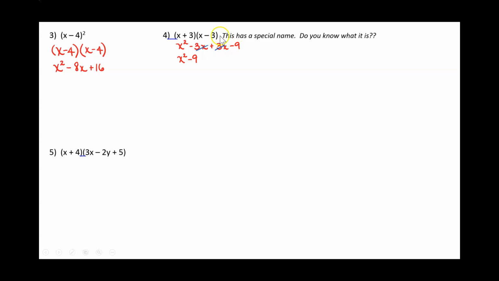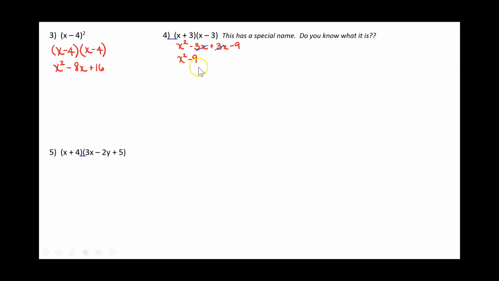That always happens when you have the exact same terms in your binomial. The only thing different is that you have one plus and one minus. That has a special name. It's called a difference of squares. And if you look at the answer, we understand why. Because you literally have two perfect squares that you're finding the difference between.